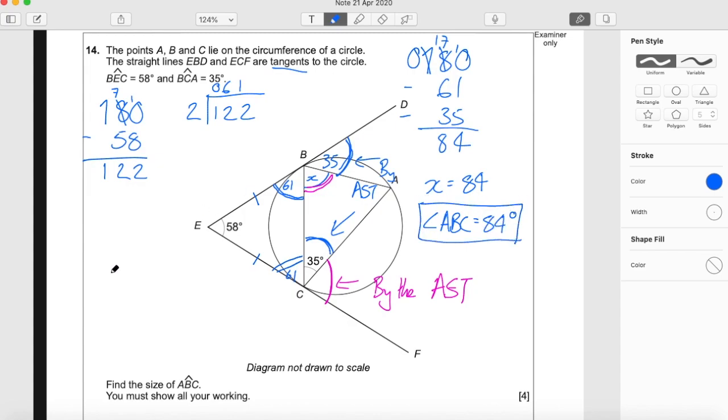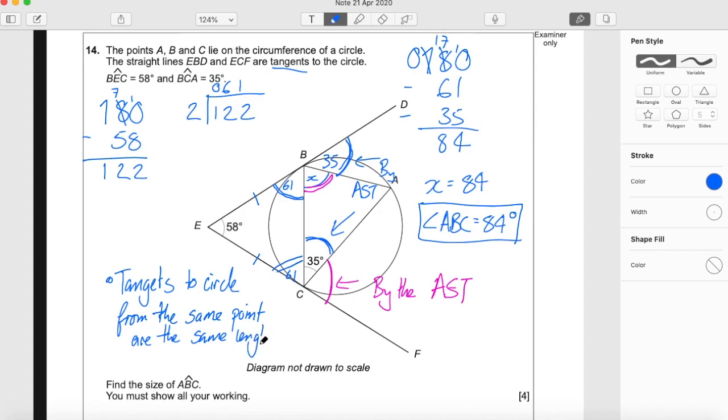So the two things I've used here are the tangents to the circle from the same point being the same length, and I've also used the alternate segment theorem. So I hope that's clear enough. That's the answer to question 14.